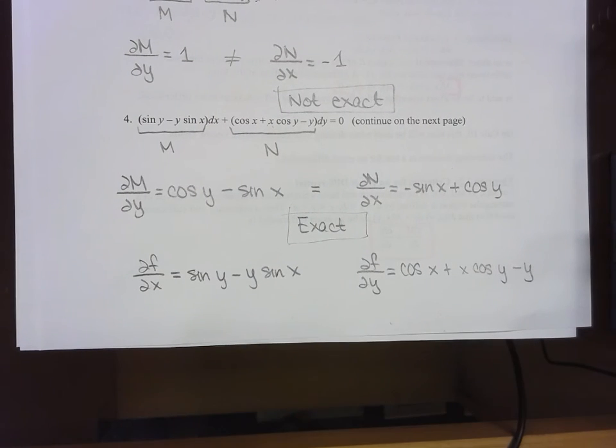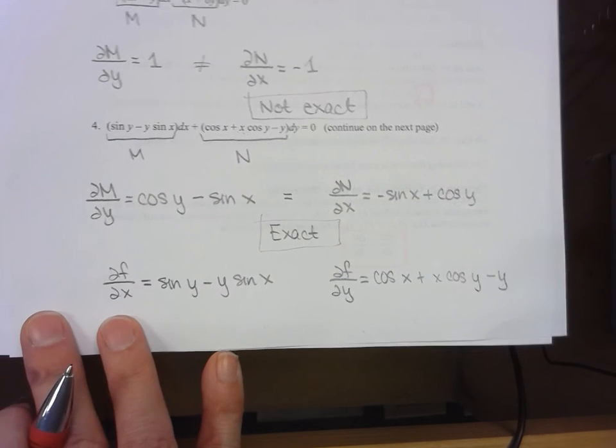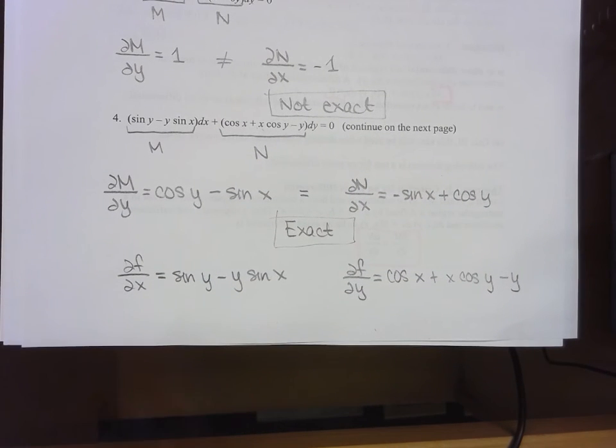We're trying to get back to the original function f. We know two of the derivatives, the derivative with respect to x and the derivative with respect to y. So if we know a derivative and we want to get back to the original, what are we going to have to do? Integrate, right? And you can choose either one. Just choose the one that looks easier.